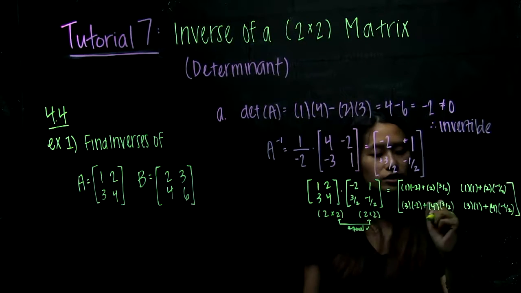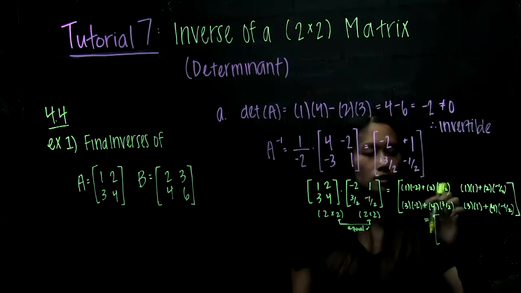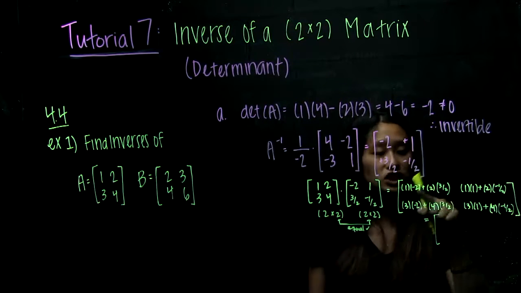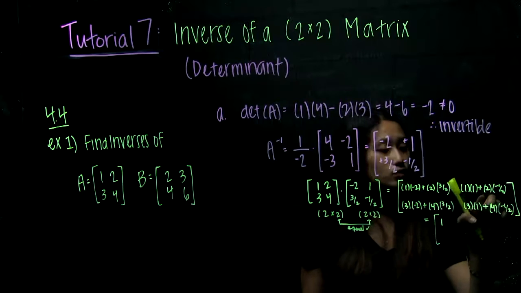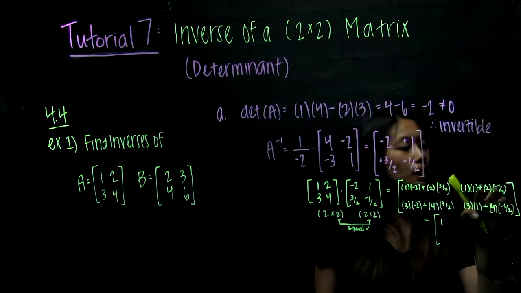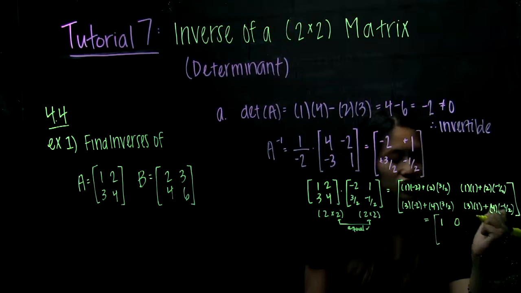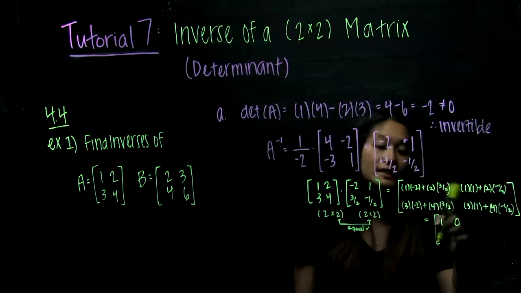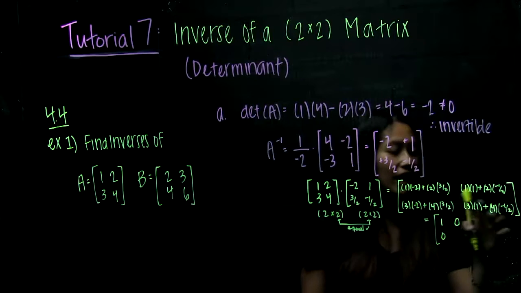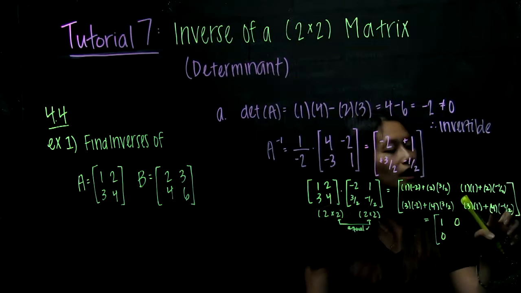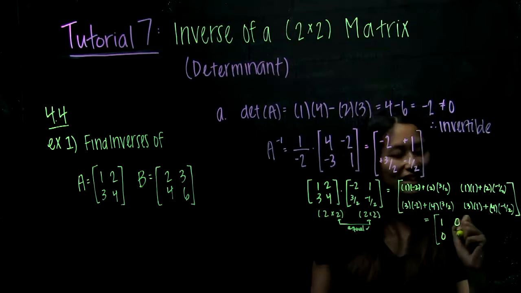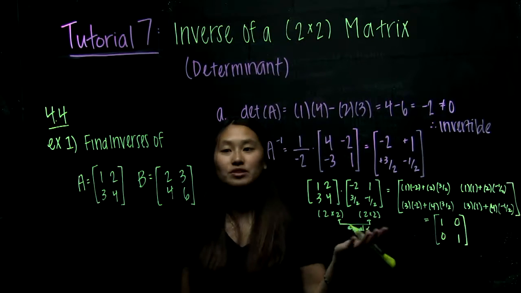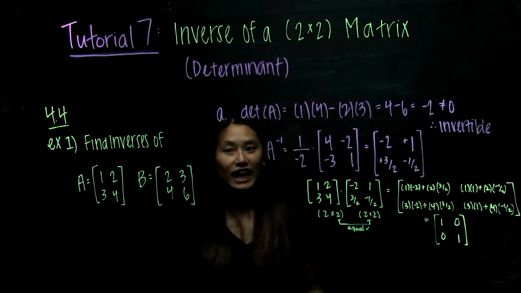The resulting answer, up here you get -2 plus 3, which gives us 1. On this right side, you get 1 plus -1, which gets us 0. Bottom left, you get -6 plus 6, which gets us 0. And bottom right, you get 3 minus 2 to get us 1. And that is our identity matrix, meaning that we were able to solve correctly for the inverse of matrix A.